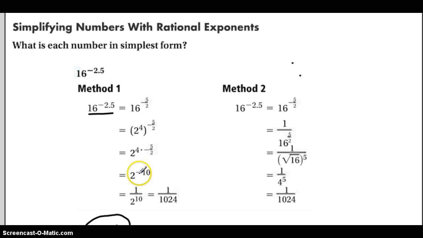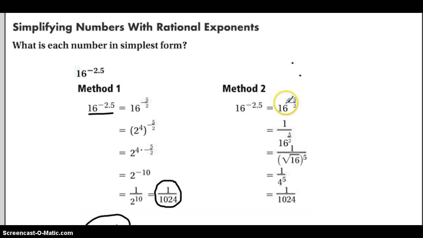Remember, the negative exponent makes you move it from the top to the bottom or bottom to the top. And then you get to do some quick simplifying right here with 2 to the 10th. I'm assuming that we're not going to carry that out in our heads. We're going to have a little bit of a calculator aid with that. But now let's take a look at another method.